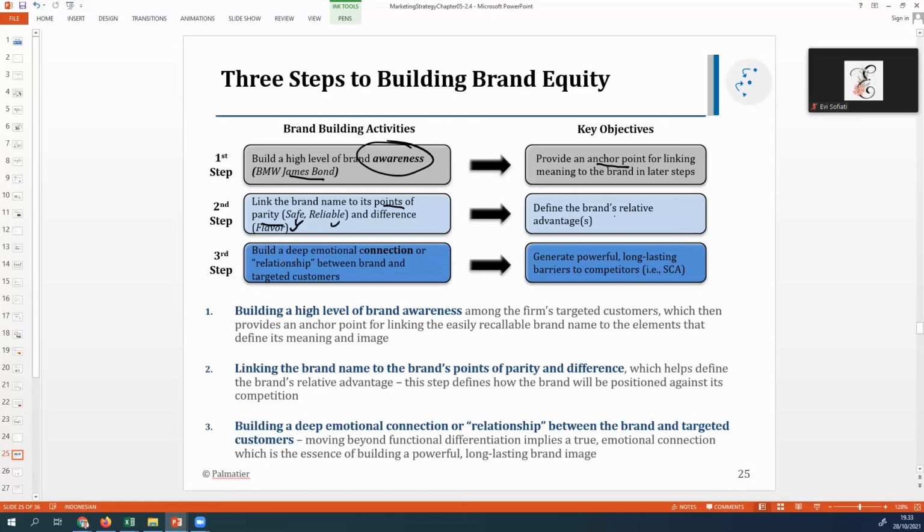Number 3 is to build a deep emotional connection or deep relationship between the brand and the targeted customer. The people that are aware are there. The segmentation is there. Which one is your target? So we need to build a connection between the brand and the targeted customer to generate a powerful, long-lasting barrier to competitors. The differentiation implies a true emotional connection with the customer.